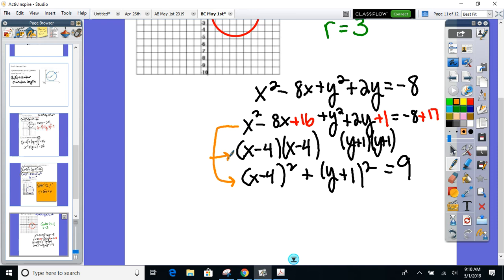Notice what number I ended up with, -4. Where did we see that -4 before up here? It was half the b-value. We had a +1 here. Where did we see that +1 before? It was half my b-value. So if you don't want to factor, it's just simply half the b-value inside the parenthesis. Okay?